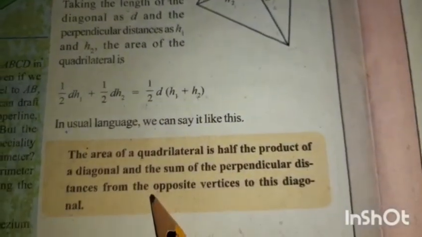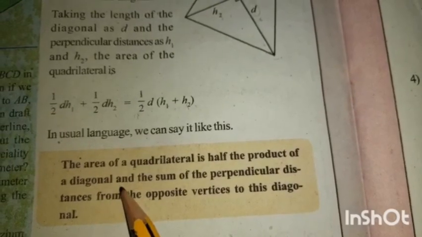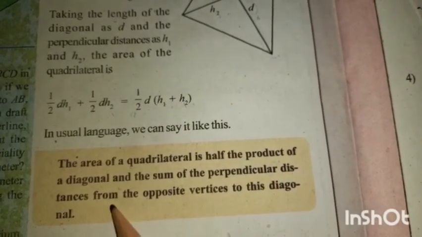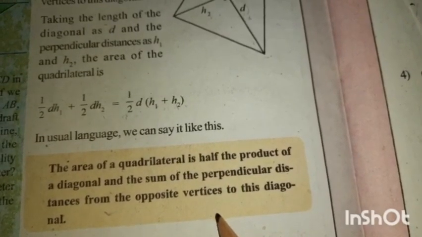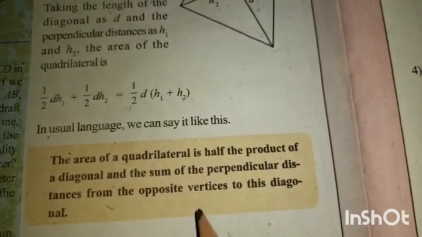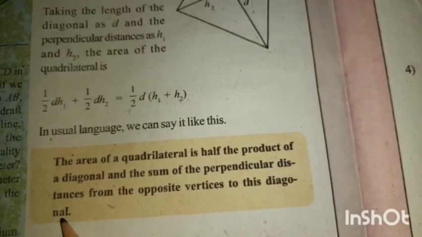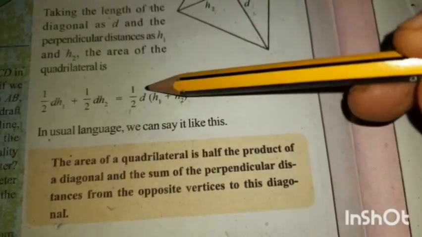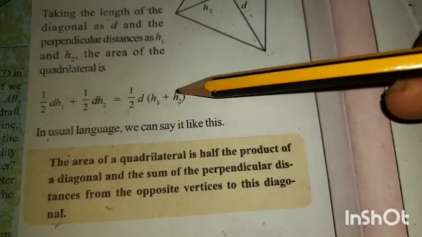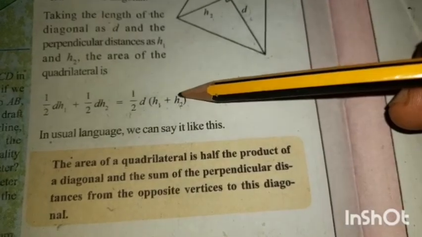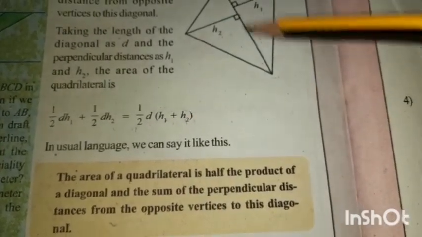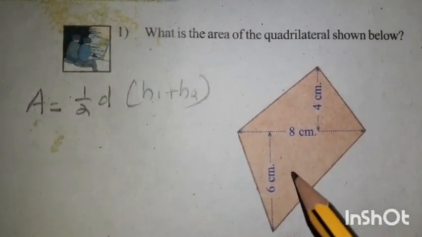Then in general you can say the area of a quadrilateral is half the product of the diagonal and the sum of the perpendicular distances from the opposite vertices to this diagonal. So area of quadrilateral is half the product of diagonal into sum of perpendicular distances from the opposite vertices. You have to find out the area of this quadrilateral.